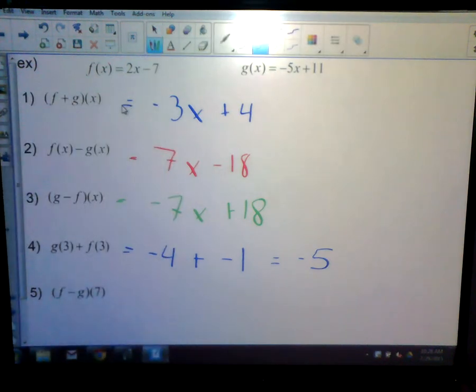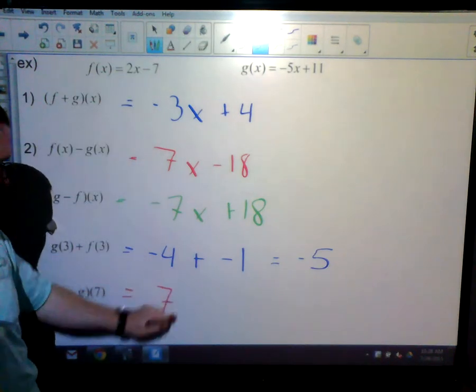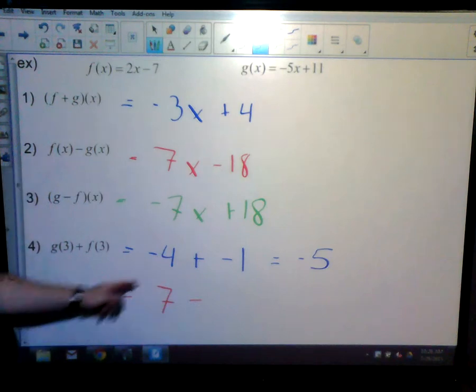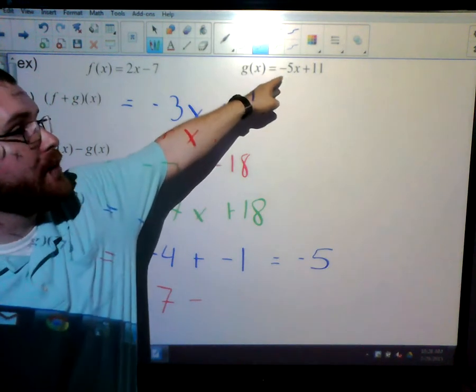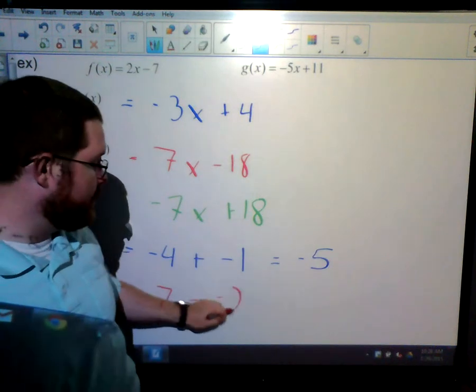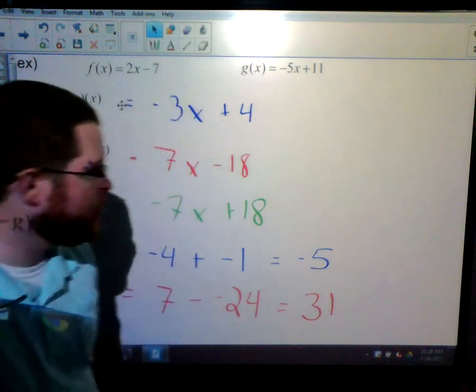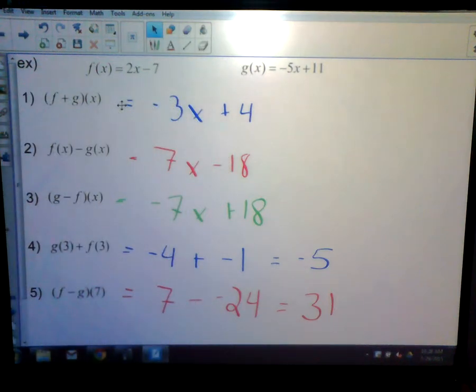F minus g of 7. Well, let's figure out what f of 7 is. F of 7 is 14 minus 7, that's 7, minus g of 7, that's negative 35 plus 11, that's negative 24, so minus a negative 24, that's positive 31. So addition and subtraction, pretty easy.